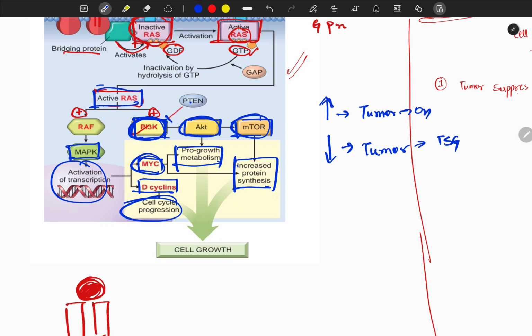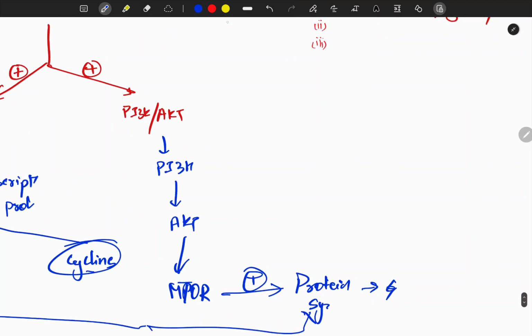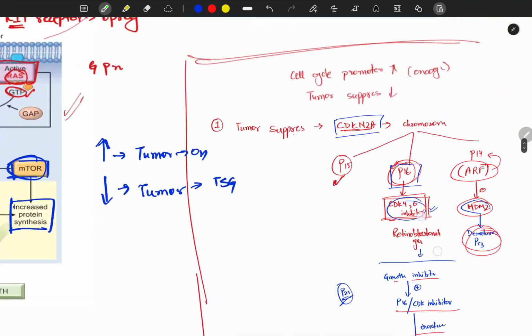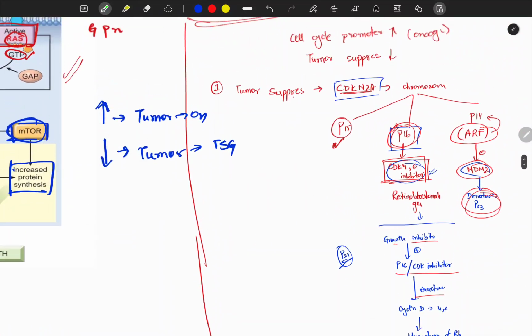PTEN will inhibit, see, this is inhibition. Now here also I'll just draw it with some other color. PTEN, remember that. So we can say PTEN also is one of them. So in tumor suppressor genes, I wrote one here, right?